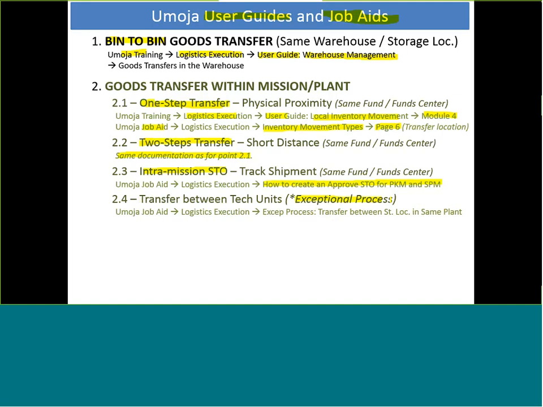For the exceptional process, in case you have an exceptional case where you need to transfer between storage locations linked to different fund centers, all right, or between storage locations belonging to different technical units, there is a specific job aid on that. The exceptional process, transfer between storage locations in the same plant. All right. So you will go to the job aid, and you will see that the process is very similar, but the movement types differ.